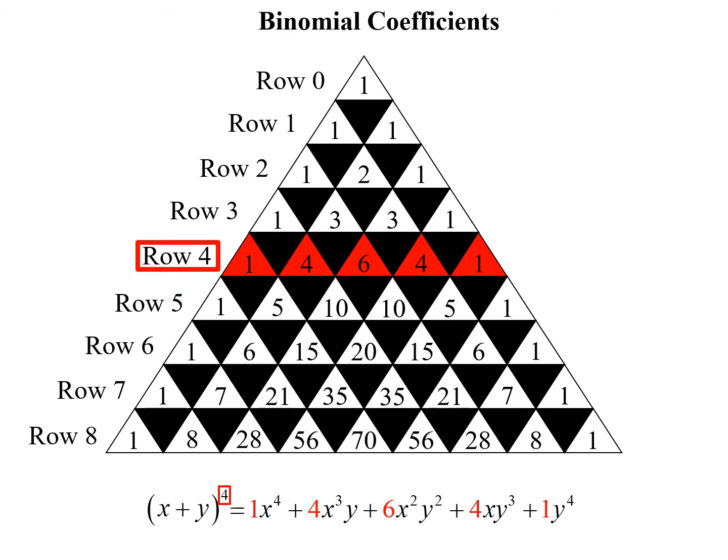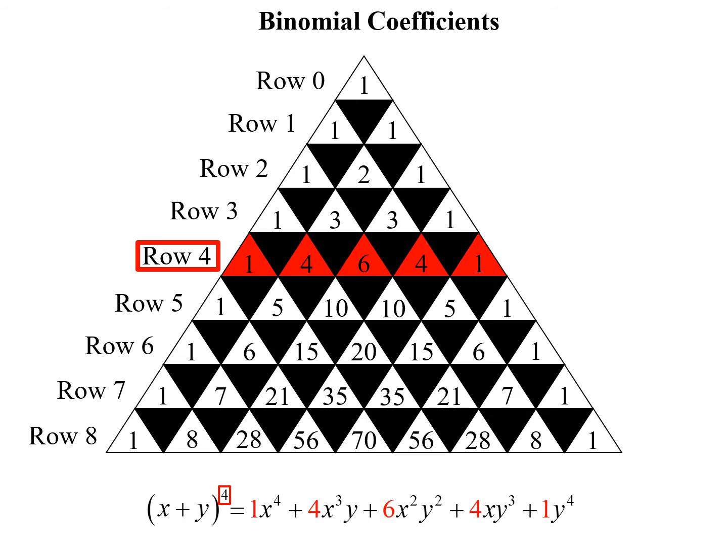You might also notice, reading from left to right, that we have an x to the 4th, x to the 3rd, x to the 2nd, x to the 1st, and x to the 0 power. X to the 0 is 1. That's why you don't see it. Also, reading from left to right, we have a y to the 0 power, which you don't see, y to the 1st, y to the 2nd, y to the 3rd, y to the 4th.